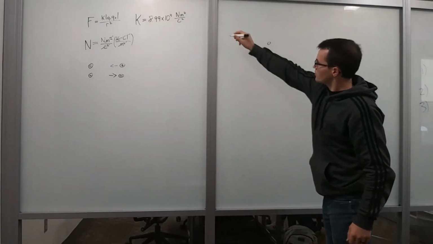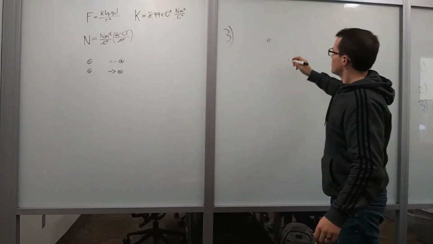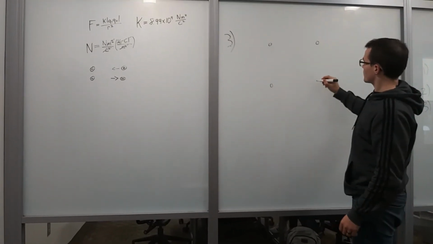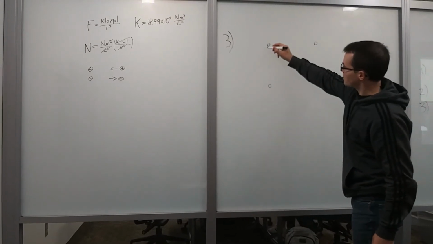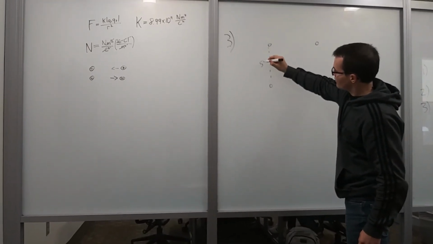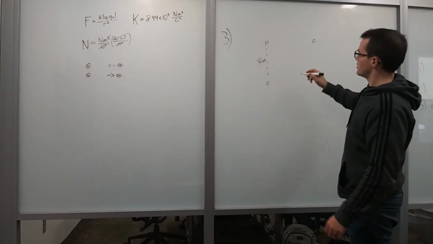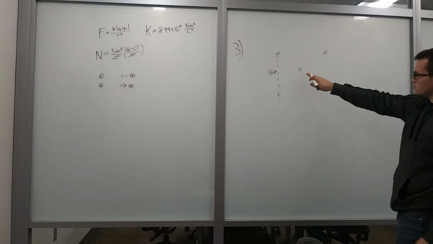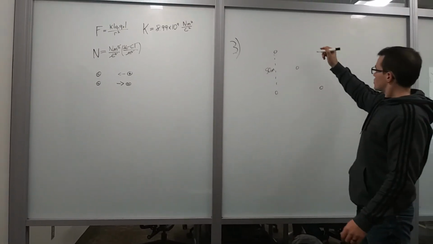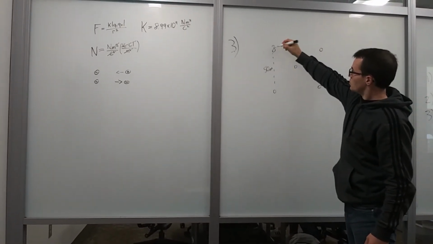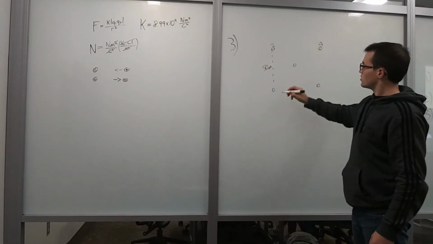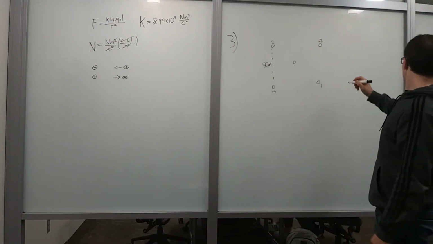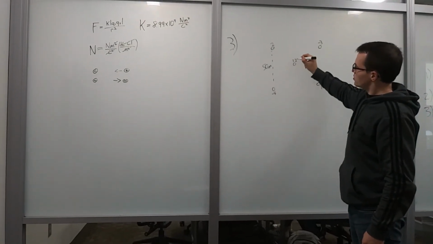So, this is number 3. We're going to say we have 4 charges forming a perfect square with a side of 50 centimeters. And there's one charge in the middle. That should be right in the middle. The charges are going to be 2, -3, -4, 1, and 1.22.